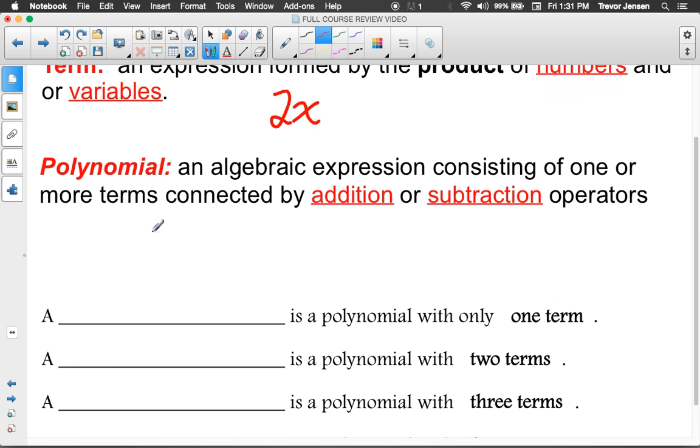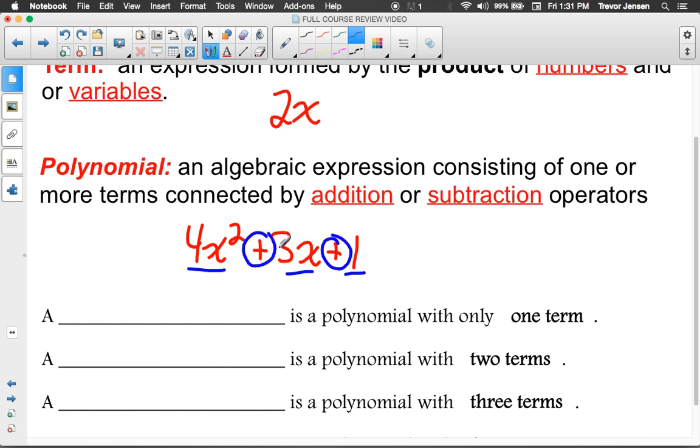And what a polynomial is, it's an expression consisting of one or more of these terms that are connected by addition or subtraction operators. So for example, I could have the polynomial 4x squared plus 3x plus 1. That's a polynomial where we have 3 terms, term 1, 2, 3. They're separated by addition or subtraction signs.